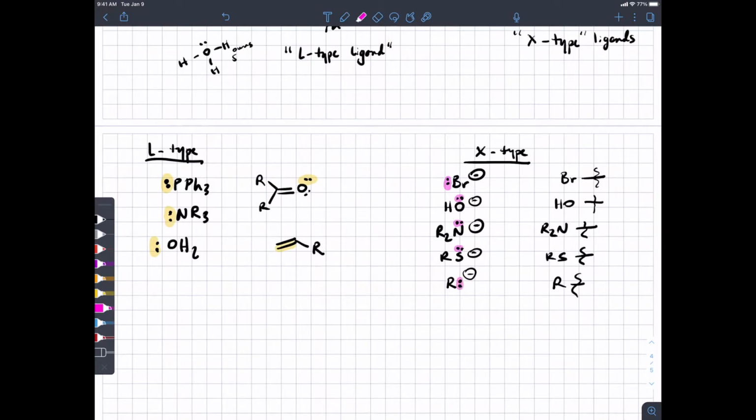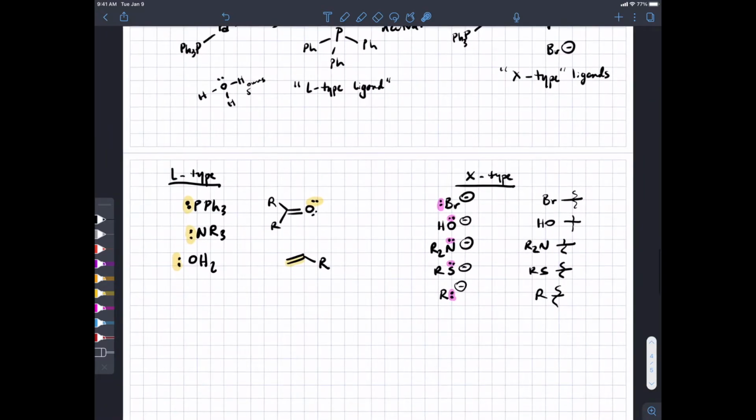X-type ligands. Somebody asked earlier, can you convert an L-type ligand into an X-type ligand? Sure, and in fact, a lot of transition metals will bind water as an L-type ligand. That lowers the pKa of one of those protons. It gets removed and becomes an X-type ligand. So that kind of thing can happen. All right. So with that in mind, what we're going to do now is analyze some transition metal complexes.